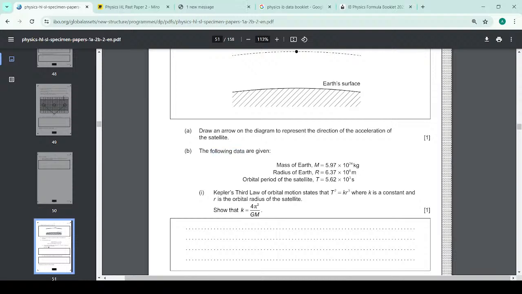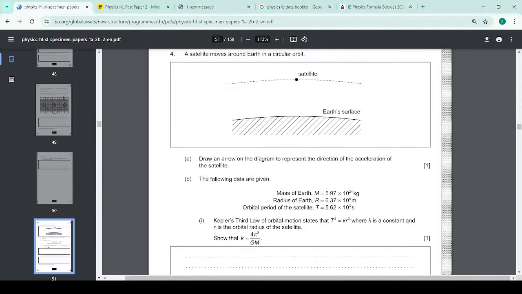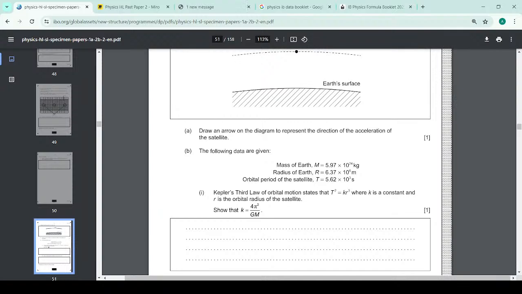The following data are given. Mass of Earth, m equals 5.97. Okay. Kepler's third law of orbital motion states that T squared equals k r cubed, where k is a constant and r is the orbital radius of the satellite. Do we learn Kepler's laws in IB? I don't think we do, actually.